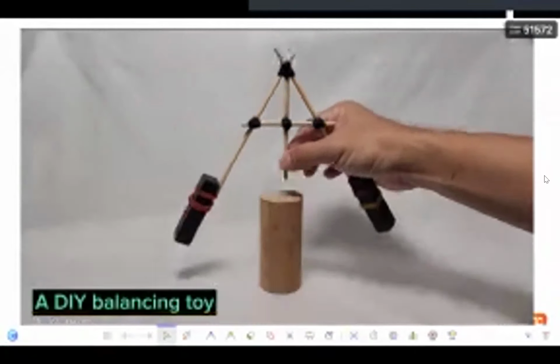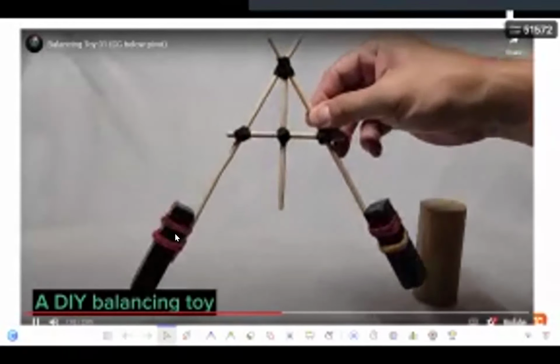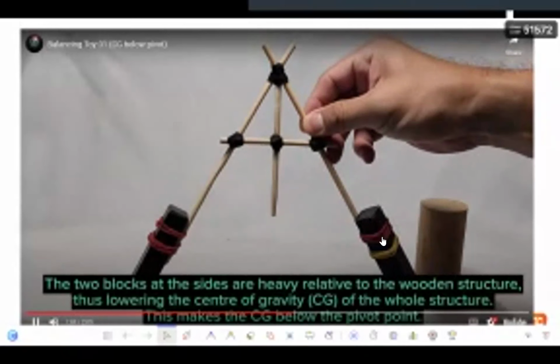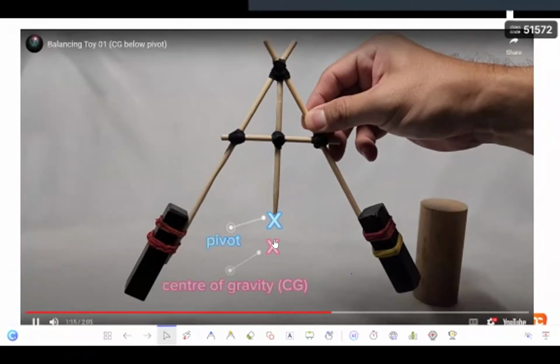This is another example. So these two are very heavy objects. Okay, so these two objects will lower the center of gravity to a point directly below this pivot. So this will be my center of gravity. This is the pivot, the point where I balance it out.